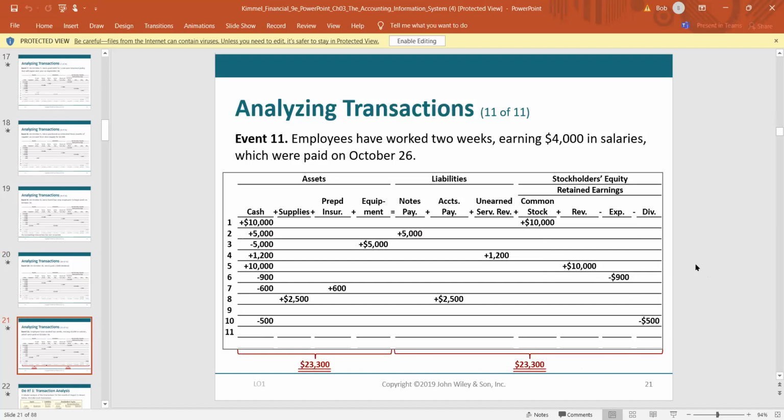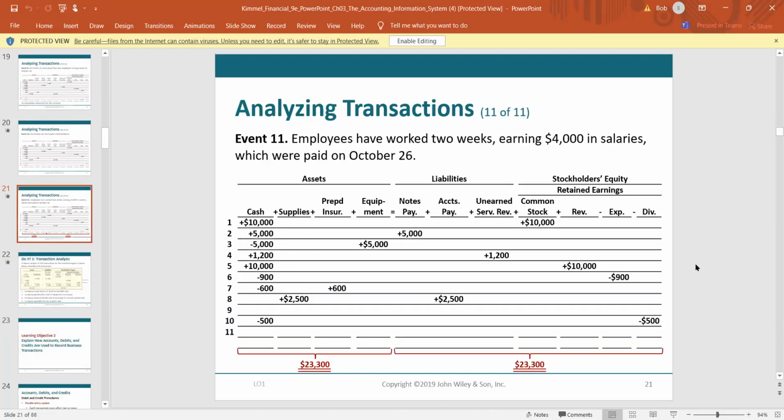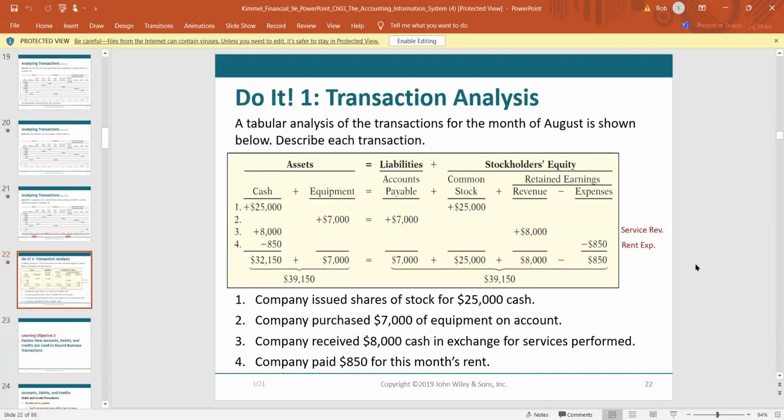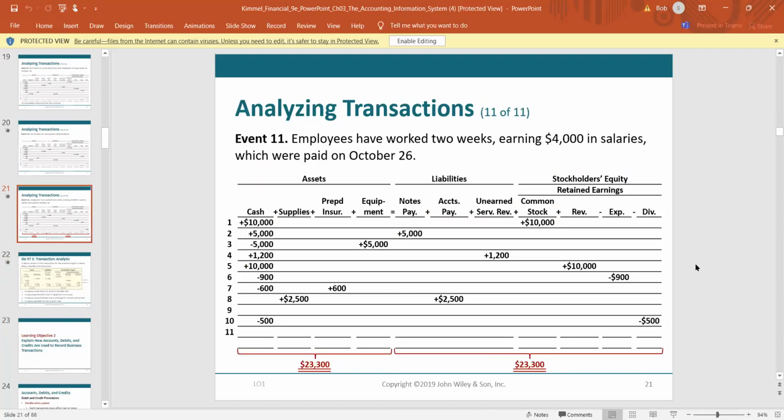Here we go. Employees have worked the last 2 weeks, earning $4,000 in salaries, which were paid. So what's going to go up and down? Cash is going to go down, huh? We paid cash. And salaries expense is going to go up. You're going to see an expense. No, they don't want to show that last one for some reason, but take it from me. Your cash is going to go down 4,000, and you're going to see another expense here for 4,000.